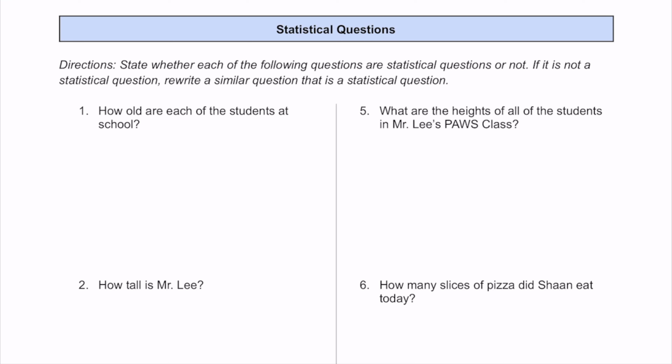For number one, our question is how old are each of the students at school? Because we can collect data on each of the ages for the students at this school, and their ages would vary, we would say yes. Because this is a question where we can collect varying data on the sample of each of the students' ages, we can say this is a statistical question.